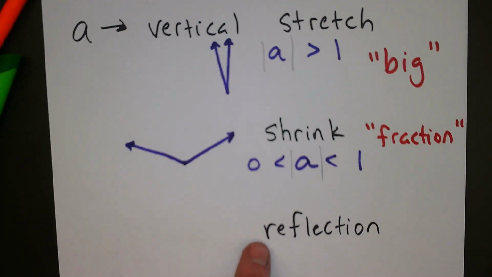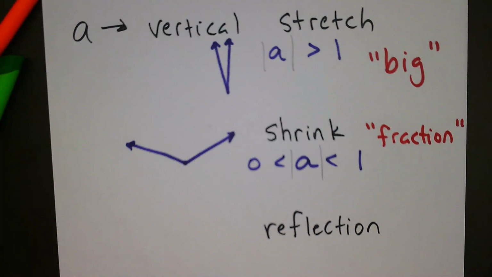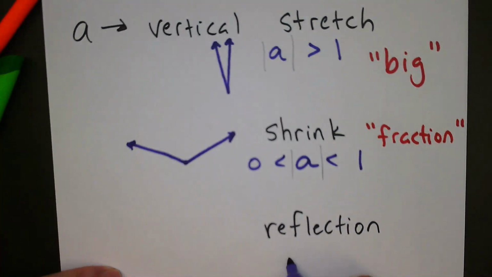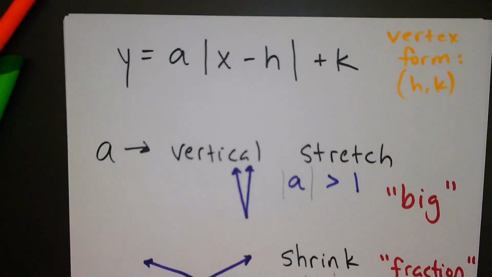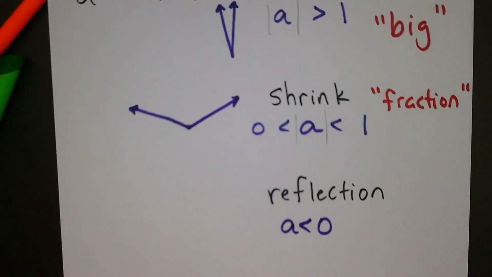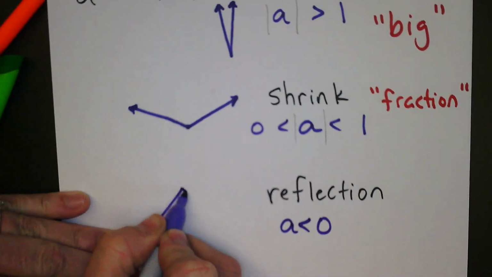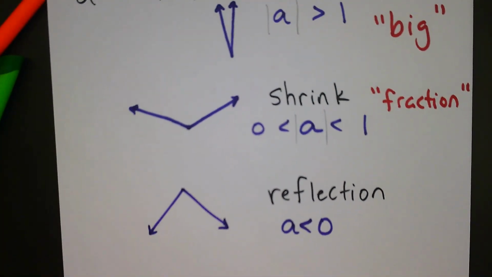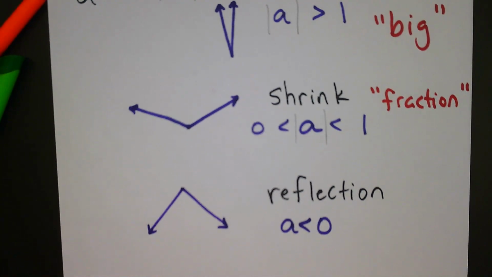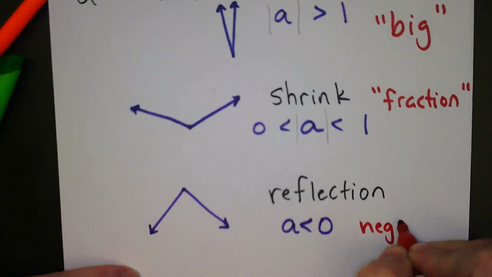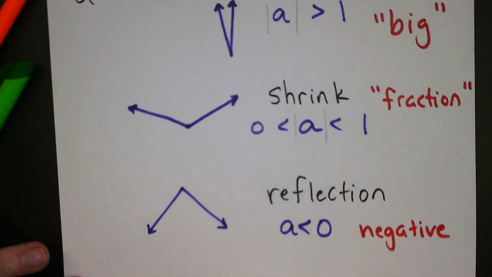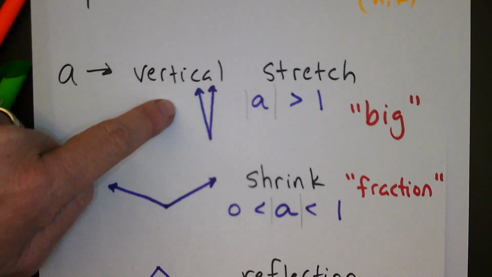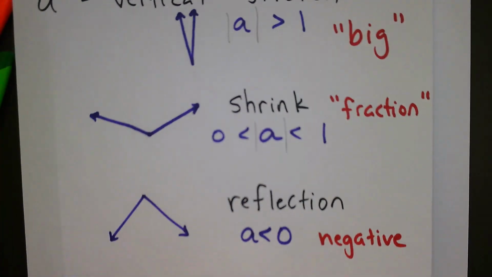The reflection happens when that multiplier out in front is negative. So this is where the sign comes into play. If a is less than 0, if the multiplier out in front is a negative number, then it's going to reflect upside down. Then your V is going to go this direction instead of pointing up. So we can write: it's a reflection if a is negative. Okay, so that's what the a value does out here. It's going to give you either a stretch, a shrink, or a reflection. The next thing we're going to talk about are h and k.